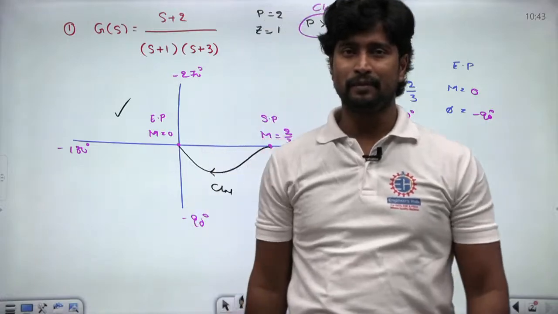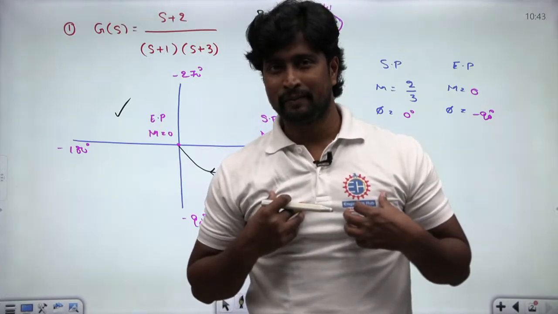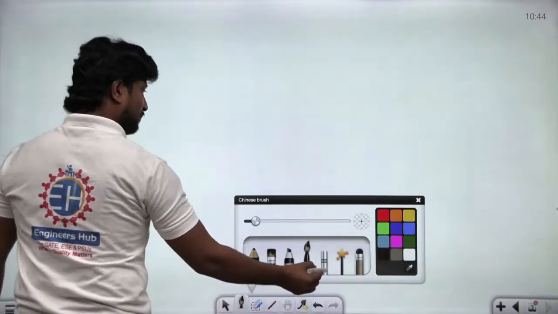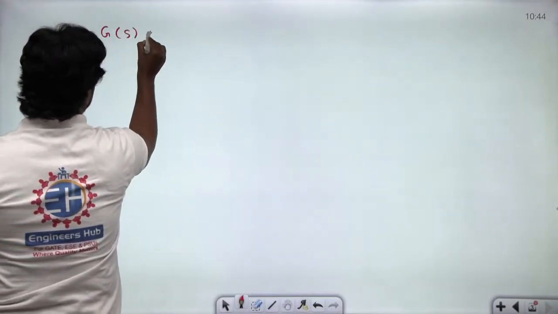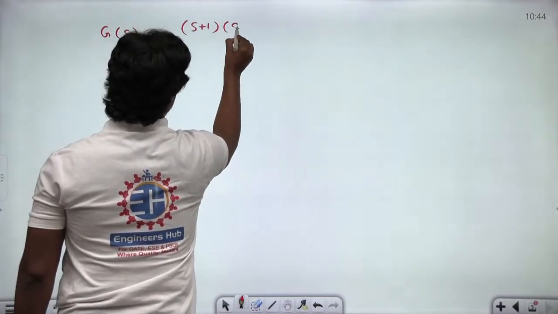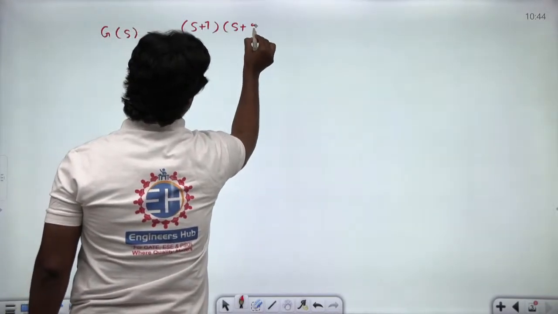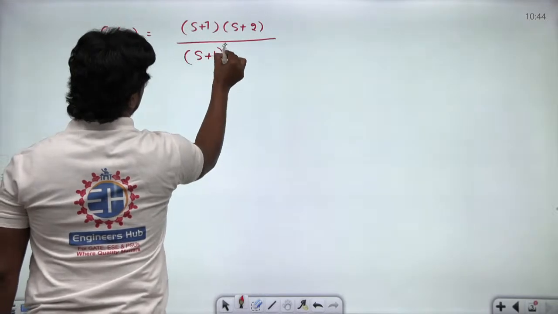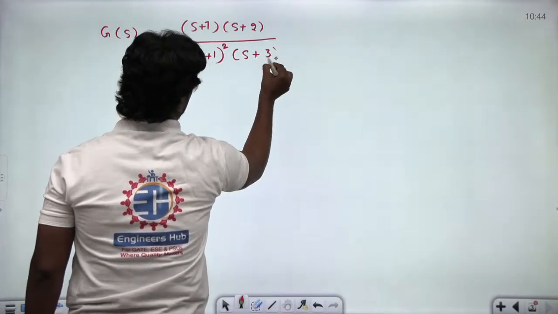Simple. I will take one more example based on the same case, then you will have more clarity about my intention. Are you clear? Same case I will take. G of S equals (S plus 1) into (S plus 7) into (S plus 2) by (S plus 1) whole square into (S plus 3). I am taking this example.